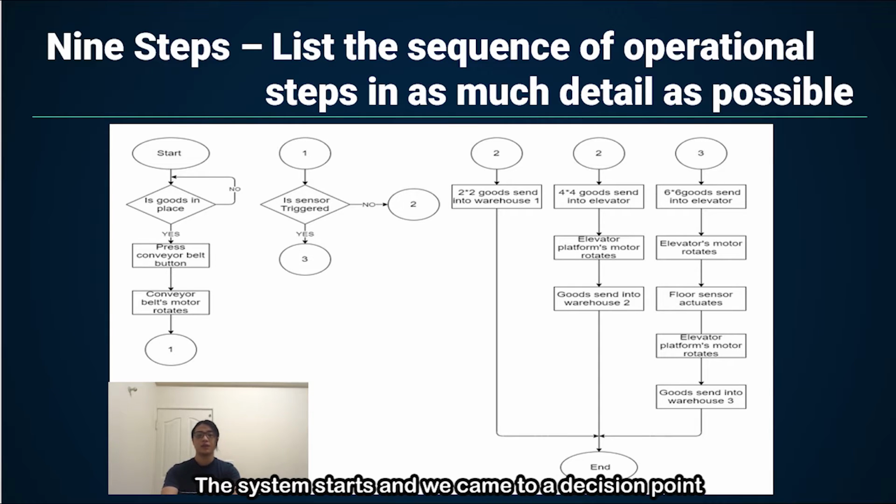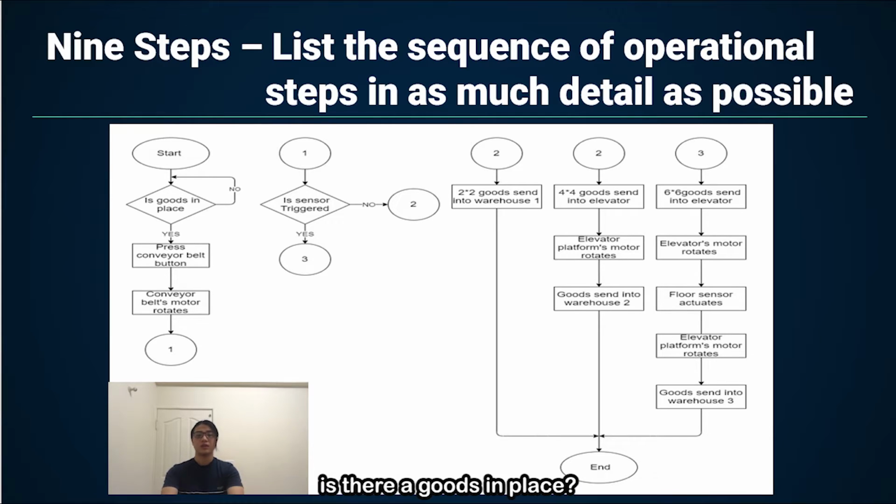The system starts and we come to a decision point. Is there a good in place? If there is no good in place, nothing will happen. If there is a good in place, the conveyor belt button will be pressed and the conveyor belt motor starts to rotate. After that, continue with process 1.